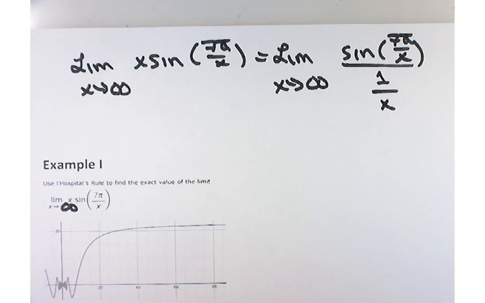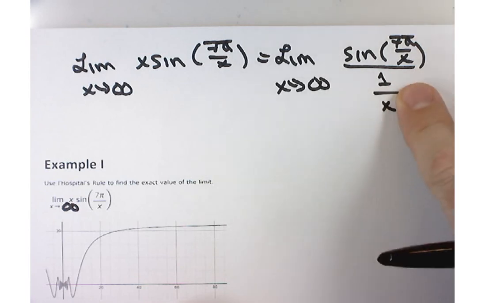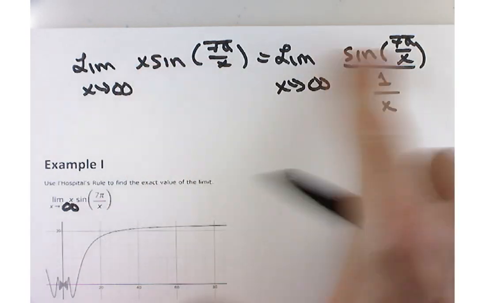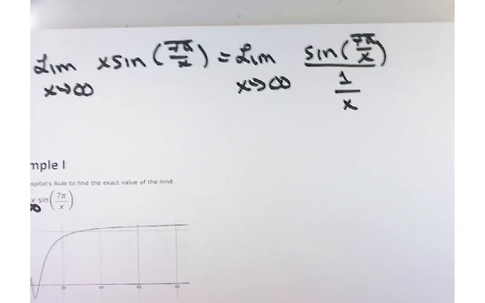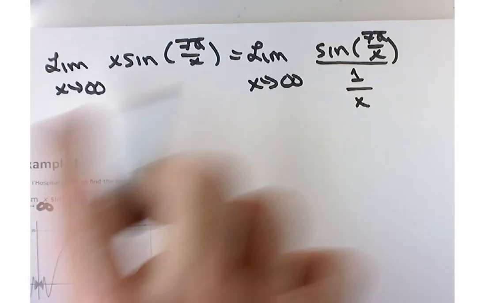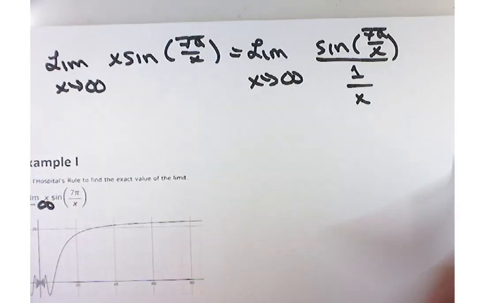Now, what happens when you divide by a fraction? What's the rule? Multiply by the reciprocal. Thank you. And if you multiply by the reciprocal, that's going to give you an x times the numerator. So these two things are the same. But what have I accomplished in going from here to here? I got a division problem. Indeterminate form. Yeah. 0 over 0. Exactly. Thank you, gentlemen.